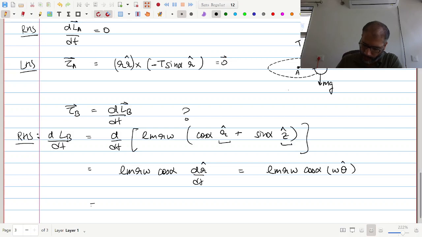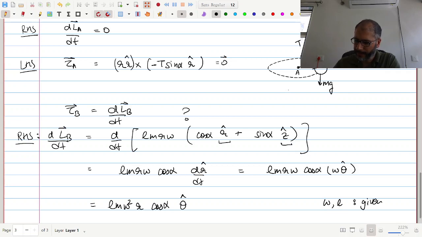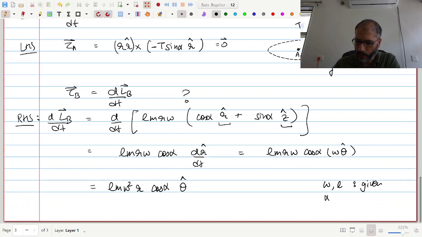So this becomes L m omega squared r times cos alpha in the theta hat direction. So that is the direction of the time rate of change of the angular momentum L_B. Sorry, I missed the vector sign. And since we already know that omega is given to us, L is given to us, and alpha is something we found out as a function of omega and L, that function is known, so we can keep that in this expression.